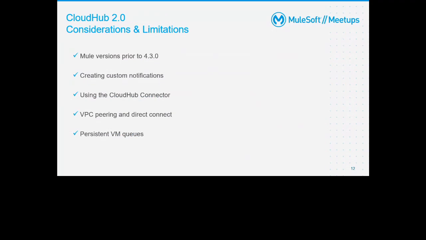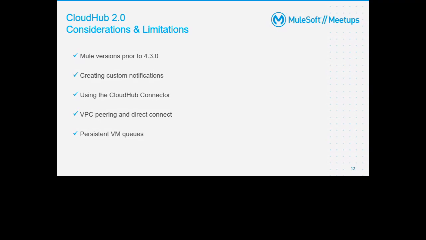Coming to the next part, these are a few limitations of CloudHub 2.0. CloudHub 2.0 supports version 4.3 and later, meaning 4.3, 4.4 versions only. Below versions will not be supported. For example, if you want to deploy your application, first we need to update the runtime of the applications. Then only can we deploy the applications in CloudHub 2.0.